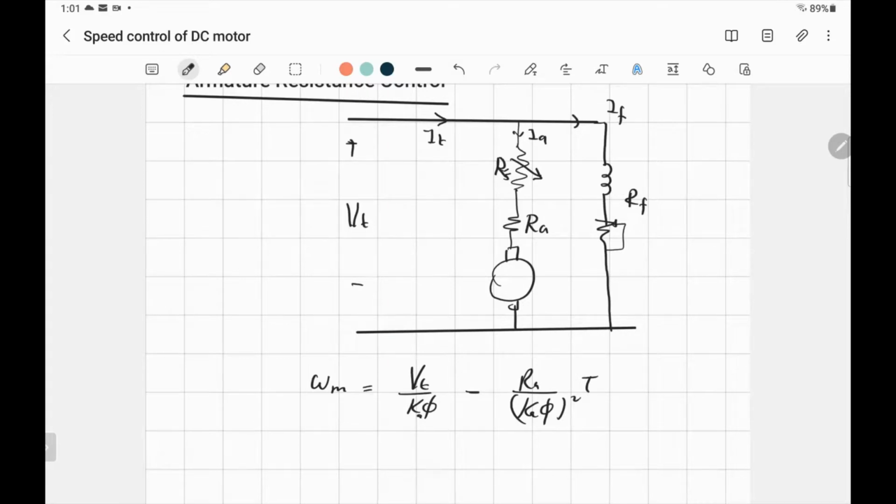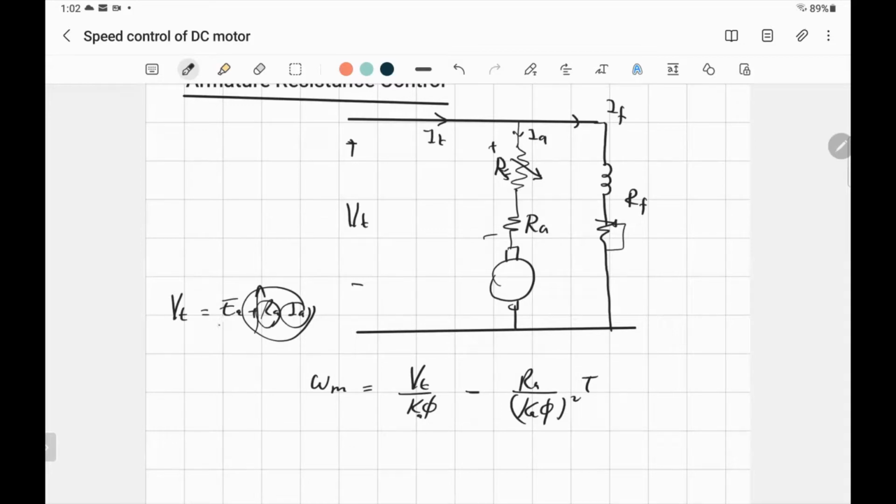Let's take it step by step. When you add resistance to the armature, what's happening to the total RA? It increases. The total RA increases. And if you look at the equation here, Vt is equal to EA plus RAIA. So if you increase the resistance, the drop across the total resistance increases. And you are fixing the supply voltage. So what happens to the EA?